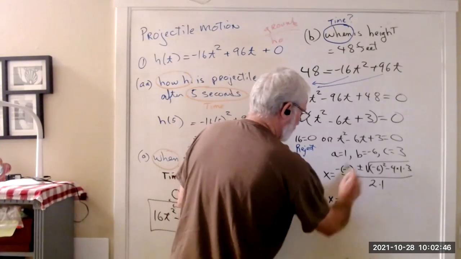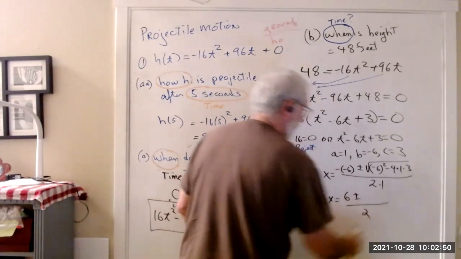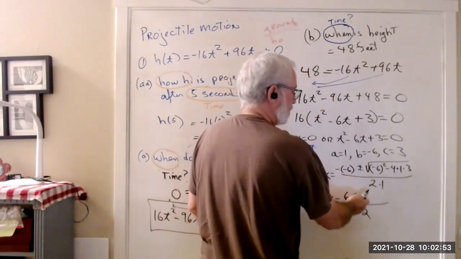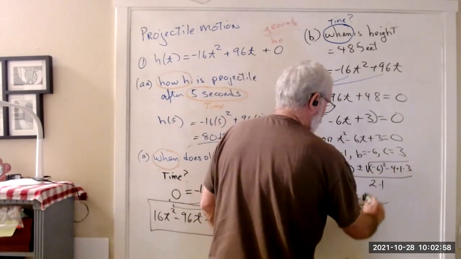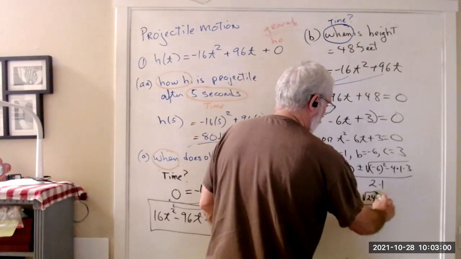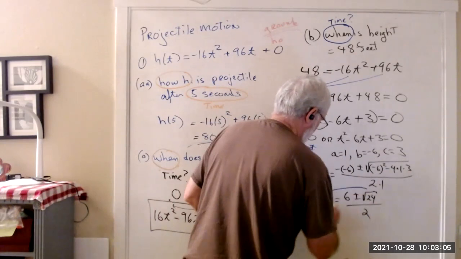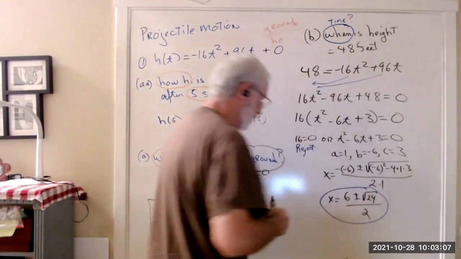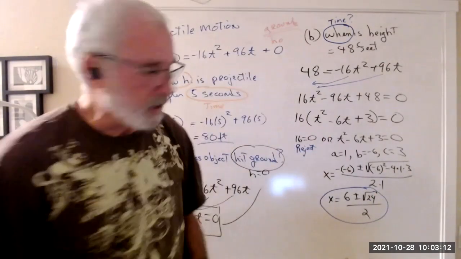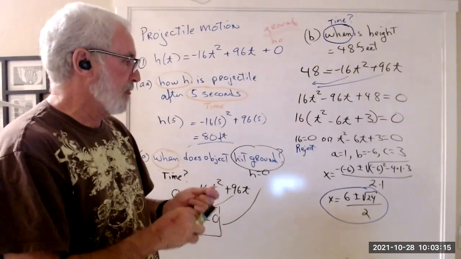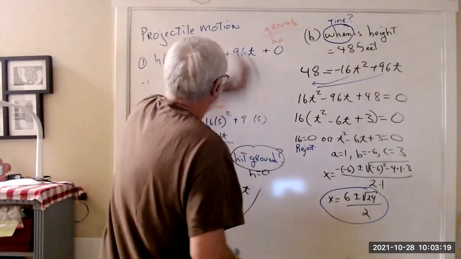So X is 6 plus or minus something divided by 2. This is going to be -6 squared is 36, take away 12, is the square root of 24. Now hold on. Stop, stop, stop. We're going to have issues here. I need to erase the board, or some of the board.